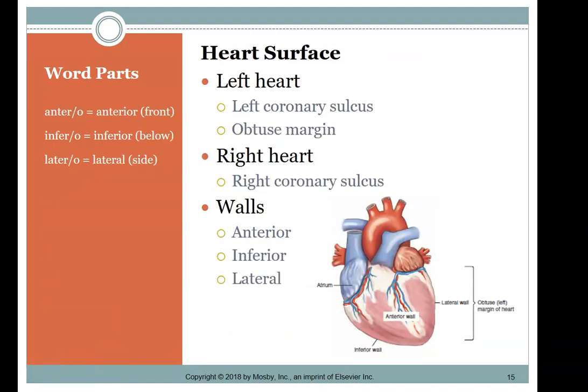The heart surface. The term sulcus is a general term that is applied to the groove in the heart of the coronary artery. Of the heart surface, on the left heart, you've got your left coronary sulcus and the obtuse margin. On the right heart surface, you've got the right coronary sulcus. And then you've got your walls, which are the anterior wall, inferior wall, and lateral wall. The word parts: anterior equals front, inferior equals below, and lateral is side.